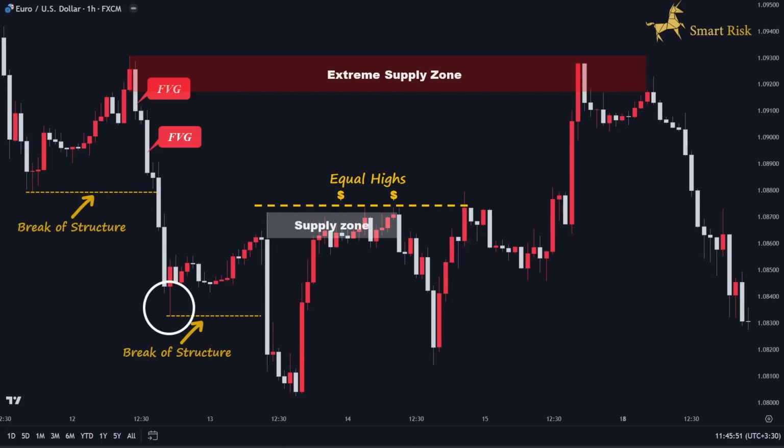However, in the subsequent movements, we can see that the price retraced back toward the last supply zone and created perfect liquidity with the formation of equal highs in that area. The presence of this liquidity pool below our identified supply zones increases the probability of a potential price reversal from our identified extreme supply zone.